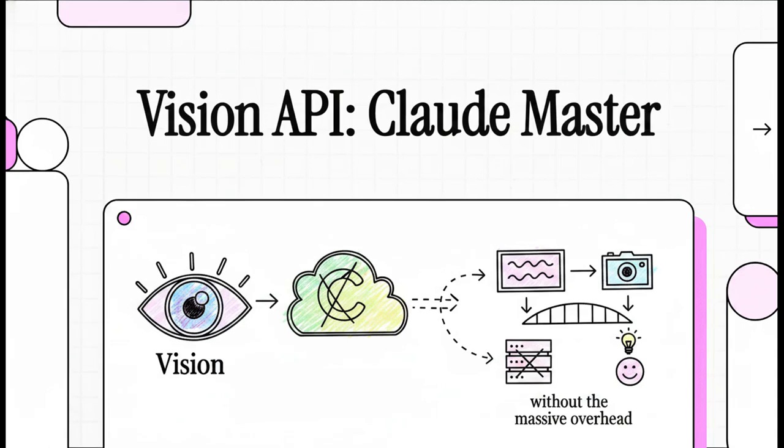Welcome, developers, to this rapid explainer on a seriously game-changing capability. We're talking about vision via API in Claude. Now, if you've been building with large language models, you already know the raw power of text generation, right? But today, we're bridging the gap between language and sight. We're going to explore exactly how Claude's Vision API lets you seamlessly add image reasoning to your apps. And spoiler alert, it comes without the massive overhead you might be dreading.